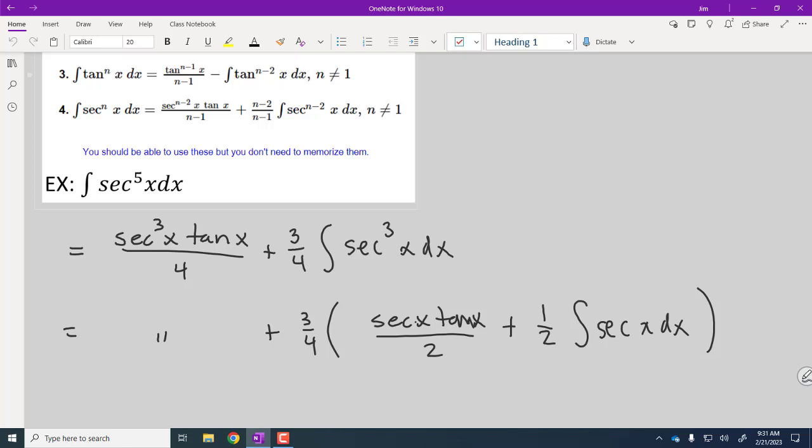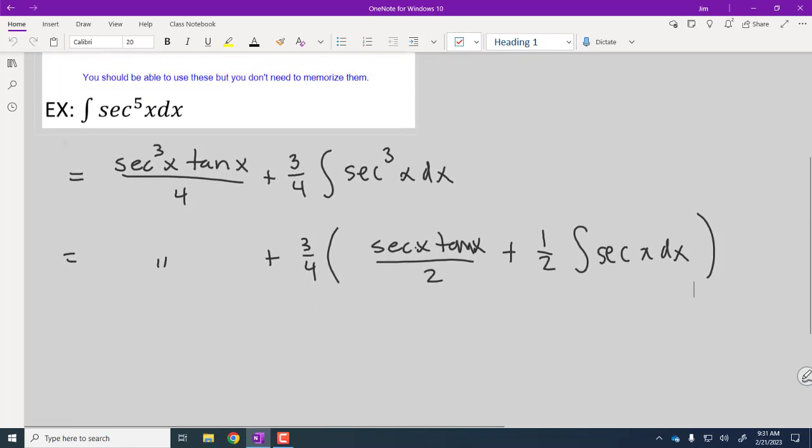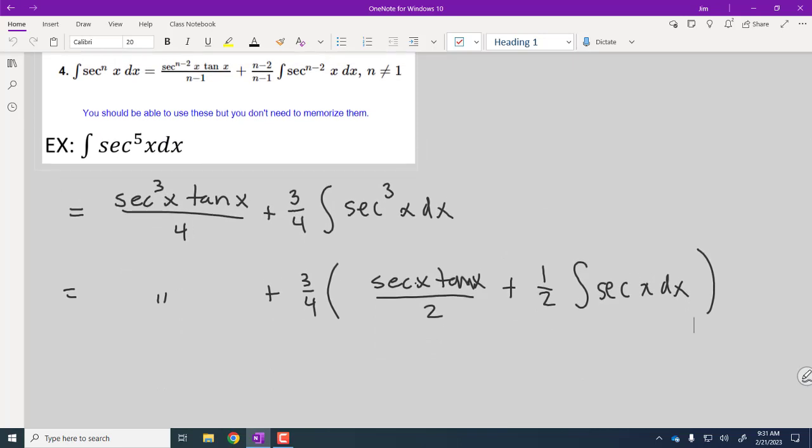The sine squared and the cosine squared. Those are the two you have to remember. Sine squared and cosine squared. But these random ones you don't. But if you were given these identities, you should be able to move through it and make it work. So in this case, we had n was 5.